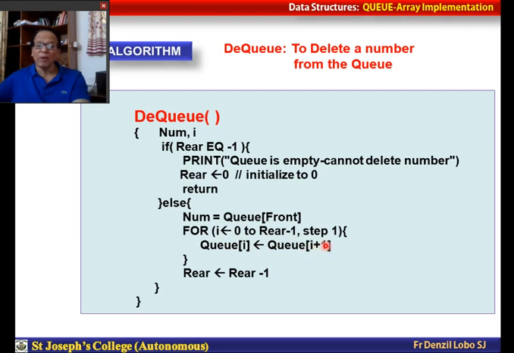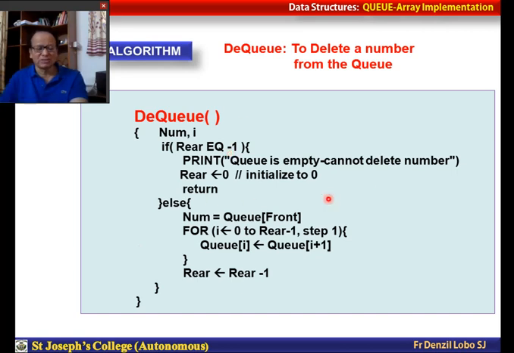Q1 is copied to Q0, then Q2 is copied to Q1. I go on like that till I come to rear minus 1. So this way the queue is always, the front will always have a number. So I will be only removing the first number from my queue. Then I have to decrement the value of rear because we have deleted one number. Therefore, rear value is going to be one less than the earlier. So this is the algorithm for DQ.